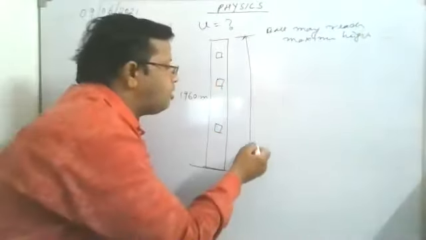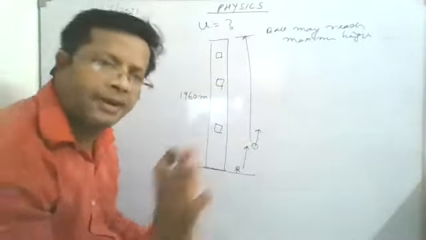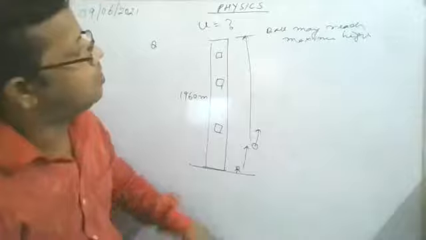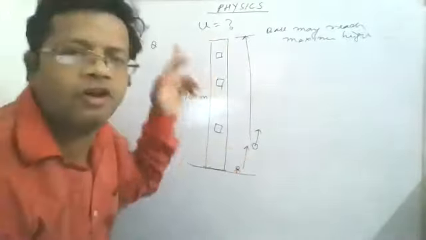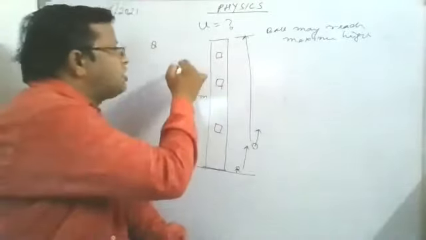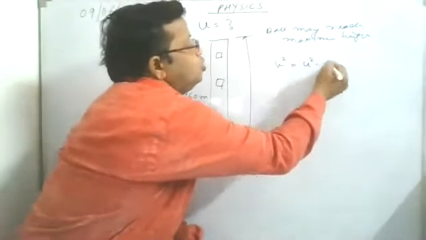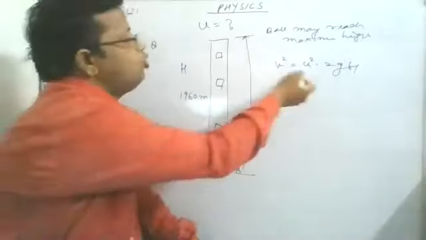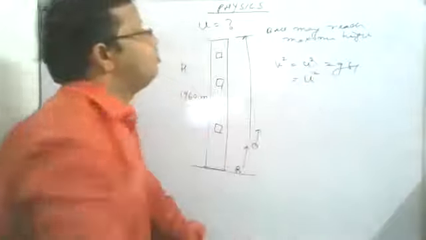We have to throw the ball in vertically upward direction, so this is the case of motion against gravity. Three formulas here, we have data. What is the question here? With what velocity the ball should be thrown vertically upward so that the ball may reach the maximum height? Height is given, so we can apply the third equation: v square is equal to u square minus 2gh. What is the final velocity? You have to calculate the initial velocity.